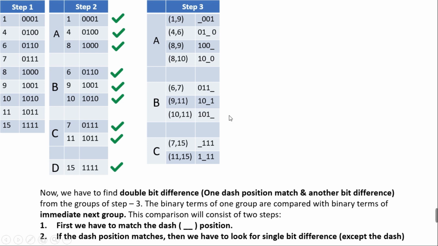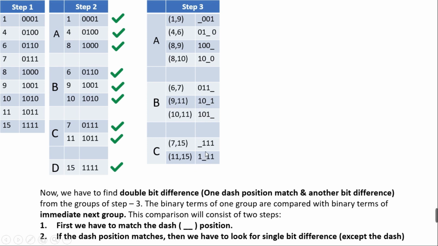So basically what we're going to do is that we're gonna compare all the pairs of minterms of group A with all the components of group B, just like before. We're gonna compare it group wise. All right, so then we're gonna compare group B with group C. Definitely it means that we're gonna compare all the elements of group B with all the elements of group C.